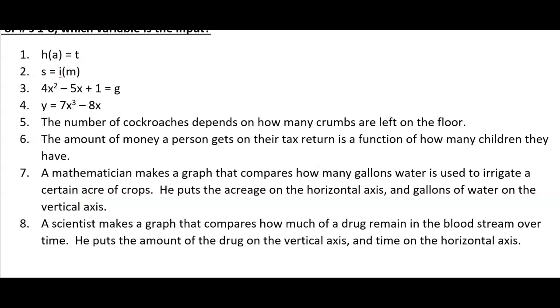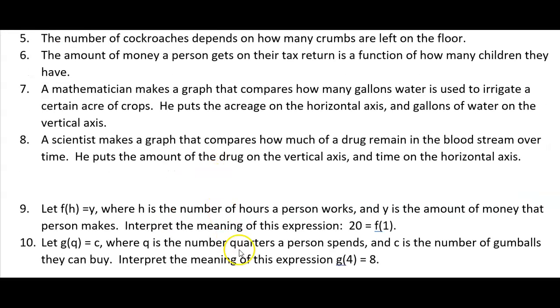Let's take a look at number 8. A scientist makes a graph that compares how much of a drug remains in the bloodstream over time. He puts the amount of drugs on the vertical axis, so I'll put D here, and he puts time on the horizontal axis. So now, I know some of you guys have trouble remembering which one is vertical and which one's horizontal. Vertical means up and down, and horizontal means left and right, so you want to remember that. But the drug goes on the vertical, time goes on the horizontal. The variable that's on the horizontal is our input, so the answer for number 8 is T.